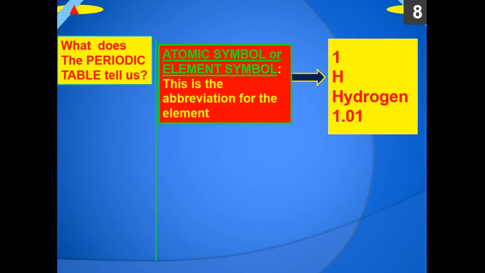The atomic symbol is simply the abbreviation. You have to get to know these because you're going to use these in chemical formulas. So learn these abbreviations, and you will fairly quickly just by working with them enough. You really don't have to sit down and memorize them. The common ones will become known to you very quickly.